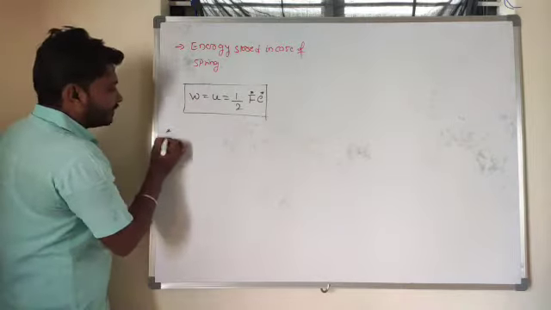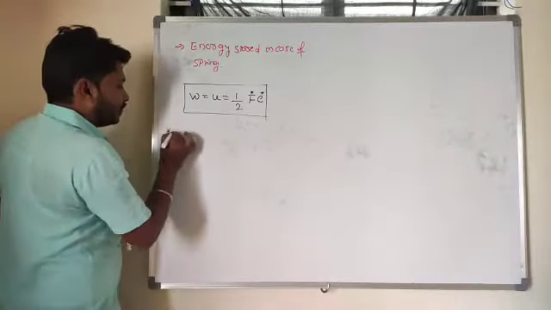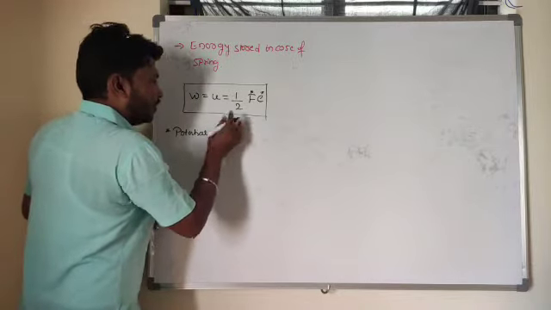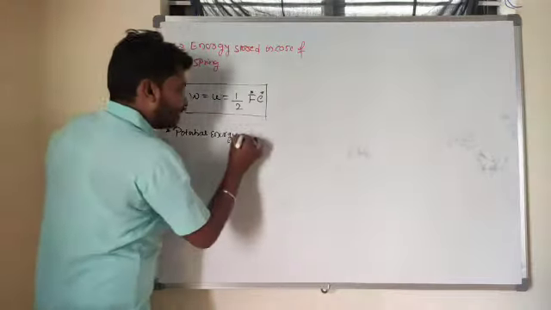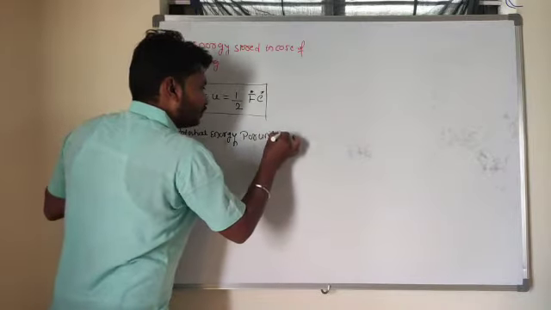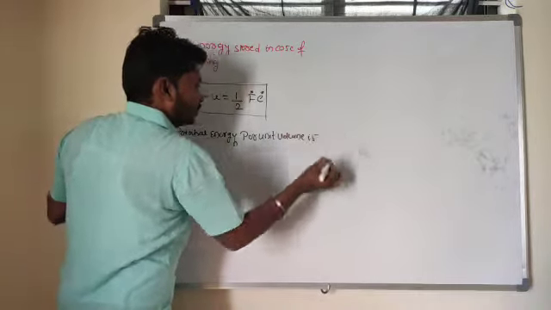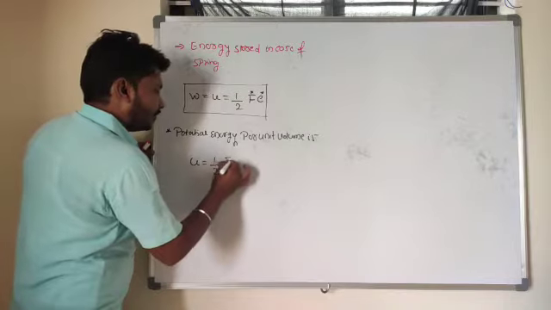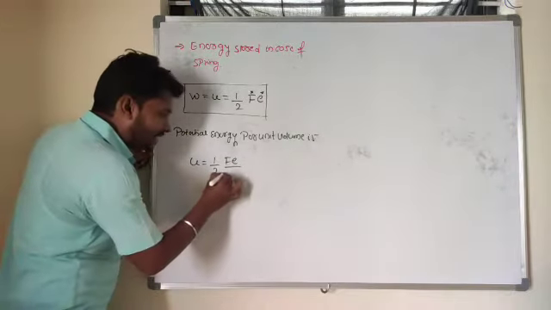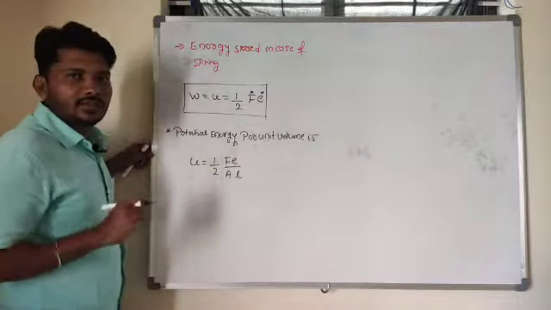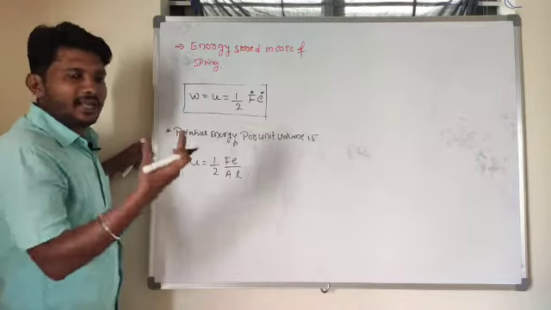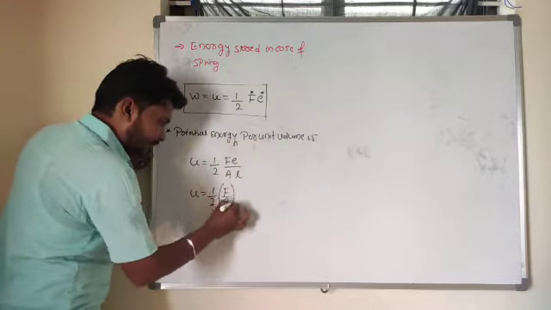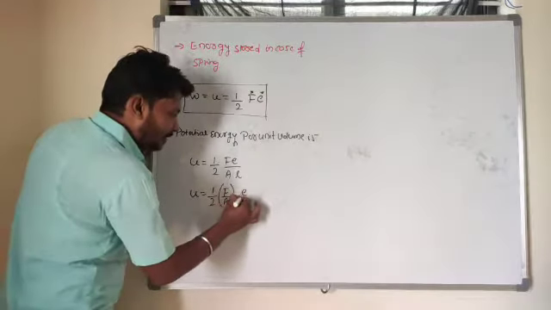Now we will consider the potential energy per unit volume. We got the potential energy, so I will find the potential energy per unit volume. So U is equal to what? Half of F into E, divided by volume. Shall I write volume as area into length? Did you get my point? So half of F by A into E by L.